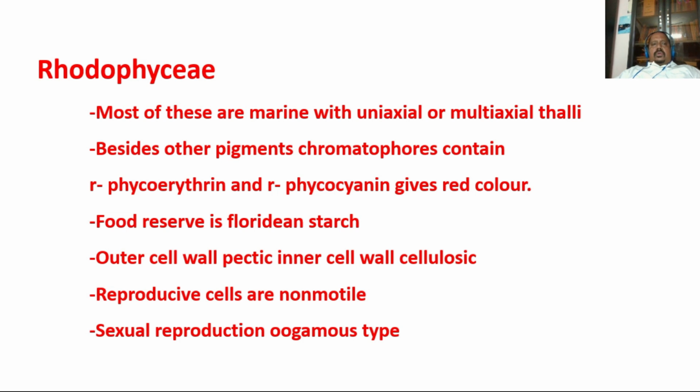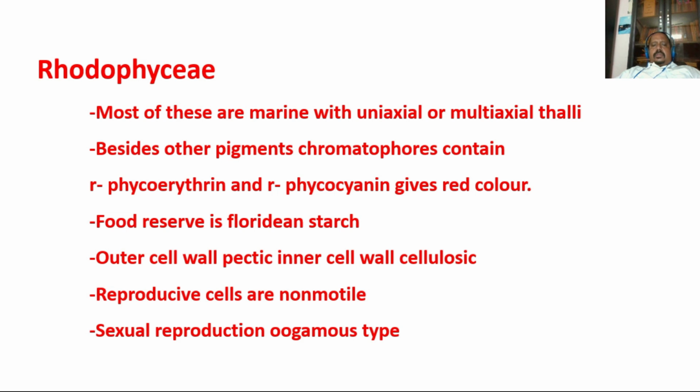Then comes the last group, Rhodophyceae. Most of these are marine with uniaxial and multiaxial thalli. Besides their pigments, chromatophores contain phycoerythrin and phycocyanin. There is an outer cell wall of pectic material and the inner cell wall is cellulosic. Pectic material is nothing but calcium magnesium pectates, which is the part of the middle lamella, which is a cementing substance, and the inner cellular cell wall.